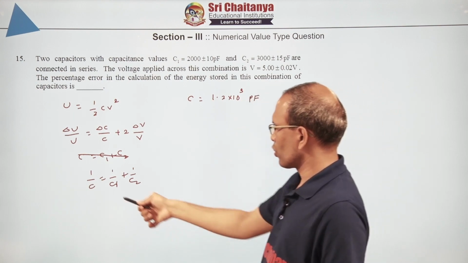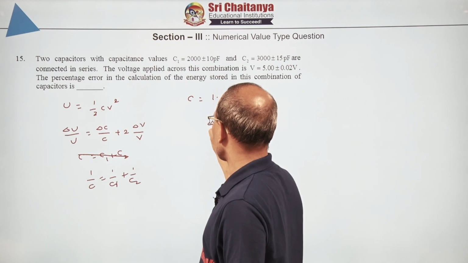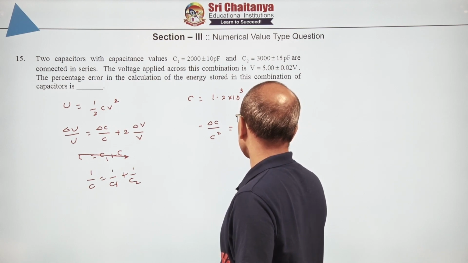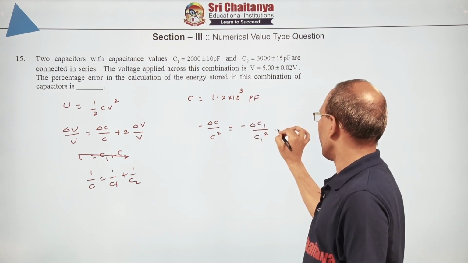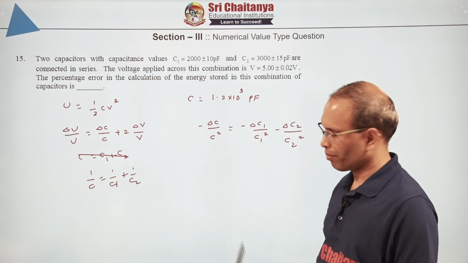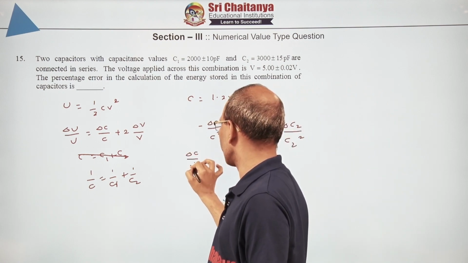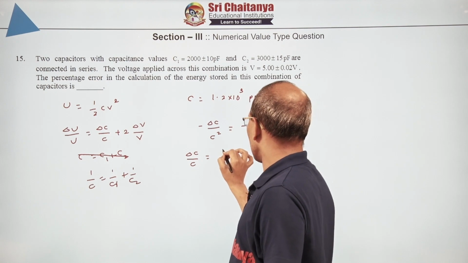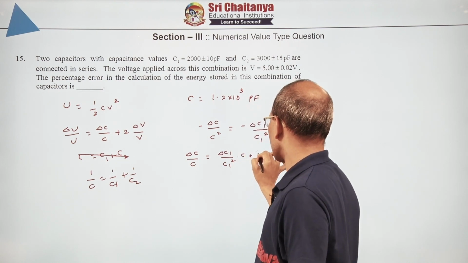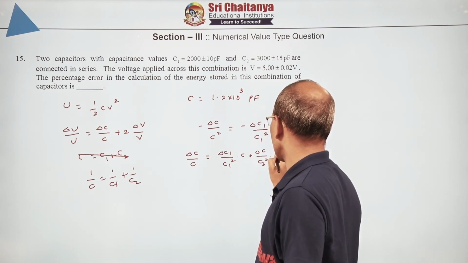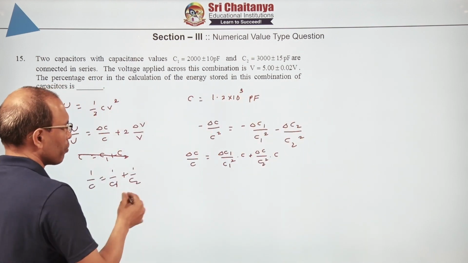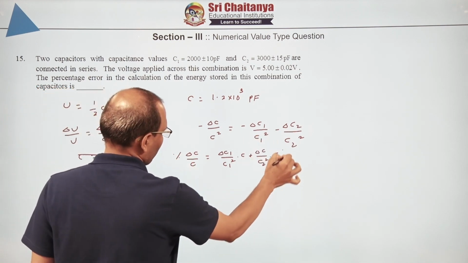Now you want delta C. If we differentiate this, we get delta C by C square equal to minus delta C1 by C1 square minus delta C2 by C2 square. Now I want to find the value of delta C by C. So the delta C by C value is delta C1 by C1 square into C plus delta C2 by C2 square into C. This is what we want to calculate. So now let us calculate this and see. If you want to take it in percentage directly, you can multiply with 100 also.